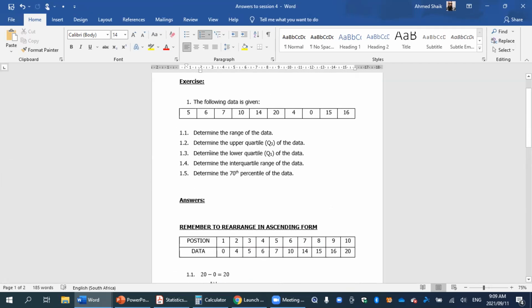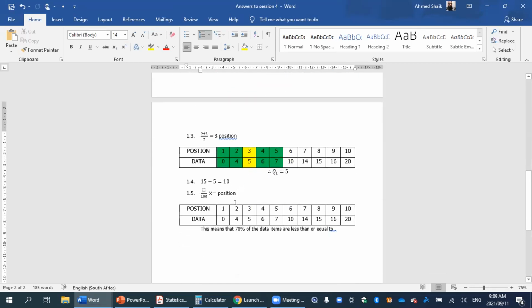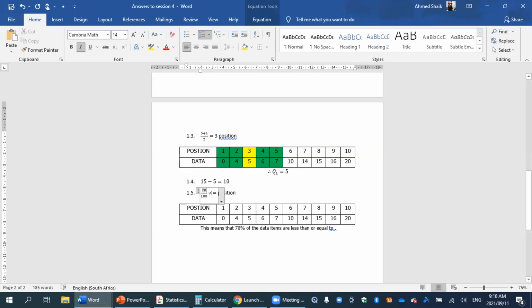And the last question in that exercise was 1.5, and it says to determine the 70th percentile of the data. So our formula is the percentile over 100 times the number of data values in our set. We are asked to calculate the 70th percentile, and we have 10 data values in our set. So it would be 70 over 100 times 10, and that would give us an answer of 7.